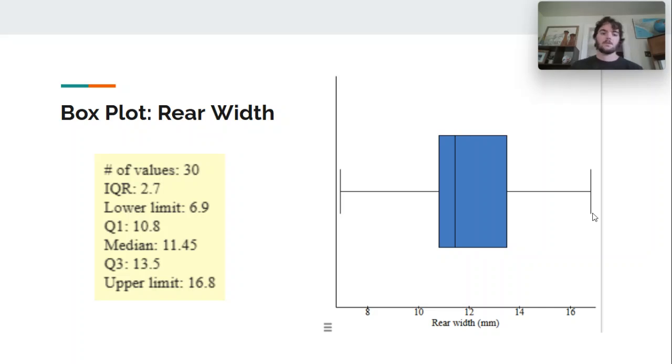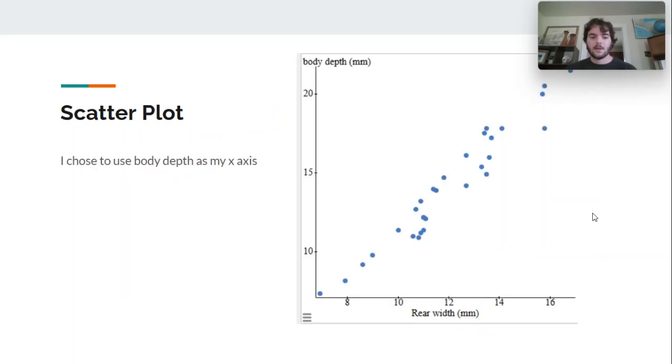Here's my box plot for the rear width. As you can see, IQR of 2.7, lower limit of 6.9, Q1 of 10.8, median of 11.45, Q3 of 13.5, upper limit of 16.8, and it skews left.